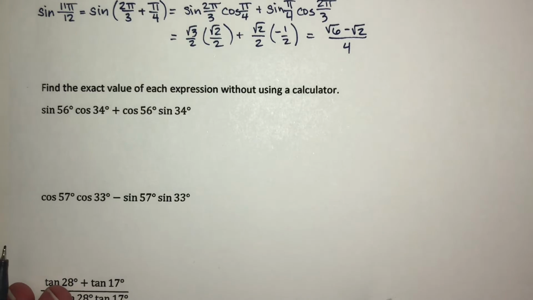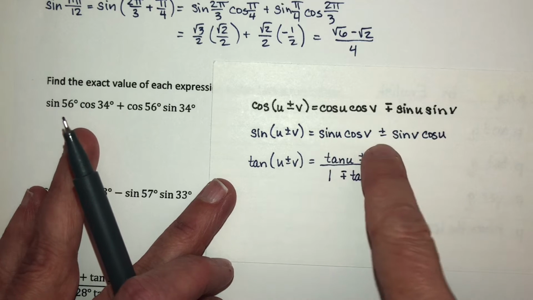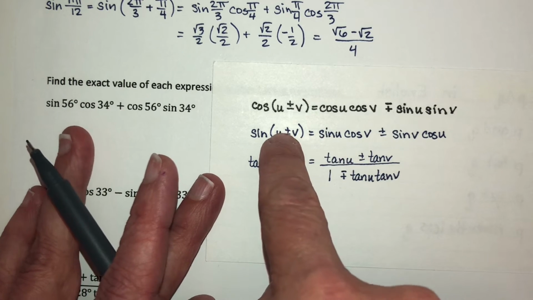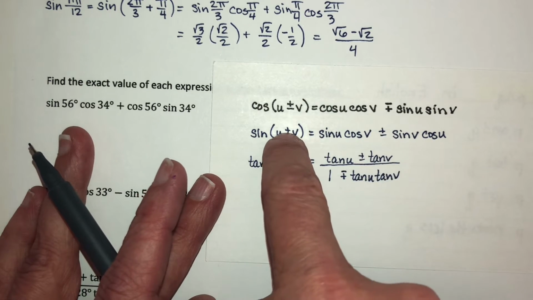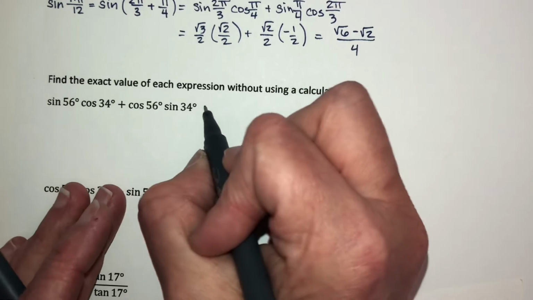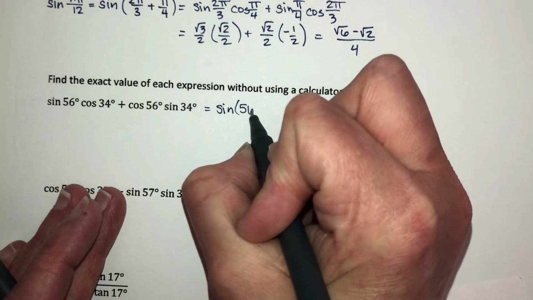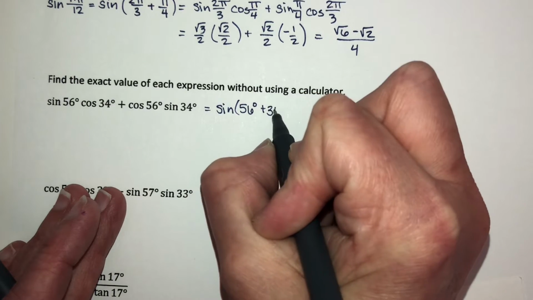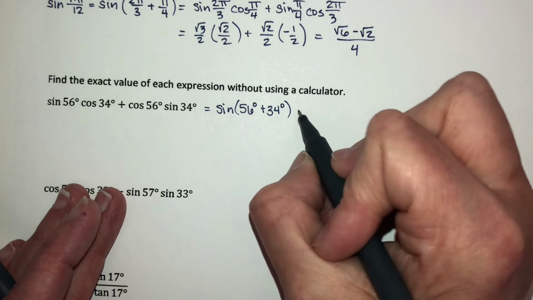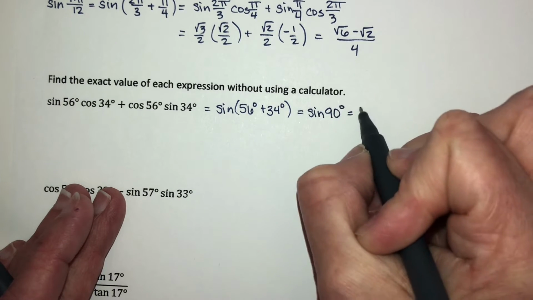So if you compare this to the sum formula for sine, this is a plus, so for it to be a plus, this needs to be a plus. So this is the same thing as sine of 56 degrees plus 34 degrees. And so that is sine of 90 degrees, which is 1.